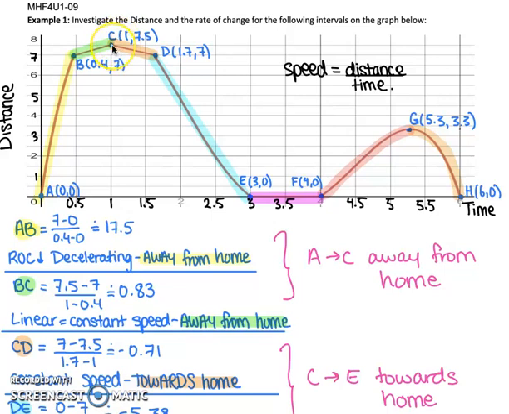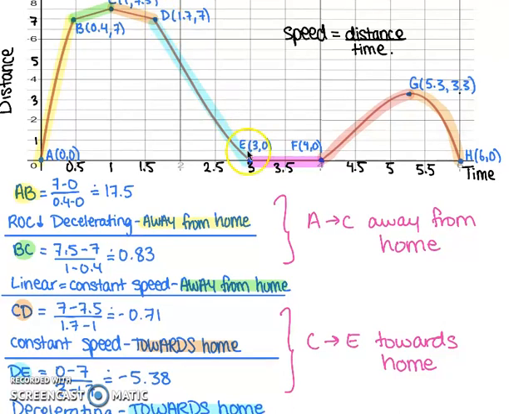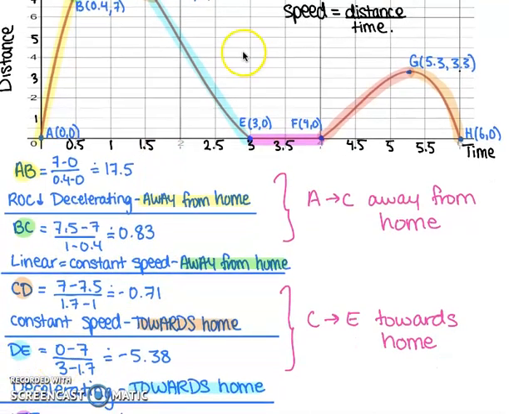However, at C we have a bit of a turning point and we are coming towards home. We're coming back down. It's still a constant speed because it's a straight line. Then D to E, we again take y2 minus y1, and you have approximately negative 5.38. You're coming towards home, so you're going to have a negative slope, just like in BC and DE when you're coming towards home, and CD. You will have a positive slope if you're going away from home. Now we're decelerating here towards home.